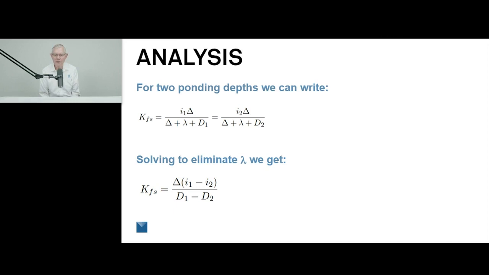D1 and D2 are the two ponding depths. I1 and I2 are the infiltration rates that we get for each ponding depth. We show conductivity here as K with subscript Fs. Fs means field saturated. As we infiltrate water in the field, we don't necessarily remove all of the air, so it isn't truly saturated, but that's probably about as close to saturation as we will get under field conditions.